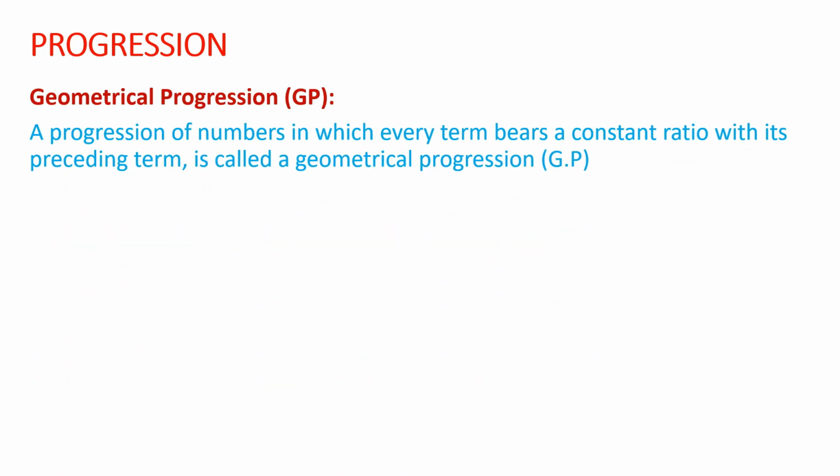Next we will see about geometrical progression. What is geometrical progression? A progression of numbers in which every term bears a constant ratio with its preceding term is called a geometrical progression. It is also called GP. In the case of AP, each term differs from the preceding term by a common difference. But in the case of GP, each term differs from the preceding term by a constant ratio.